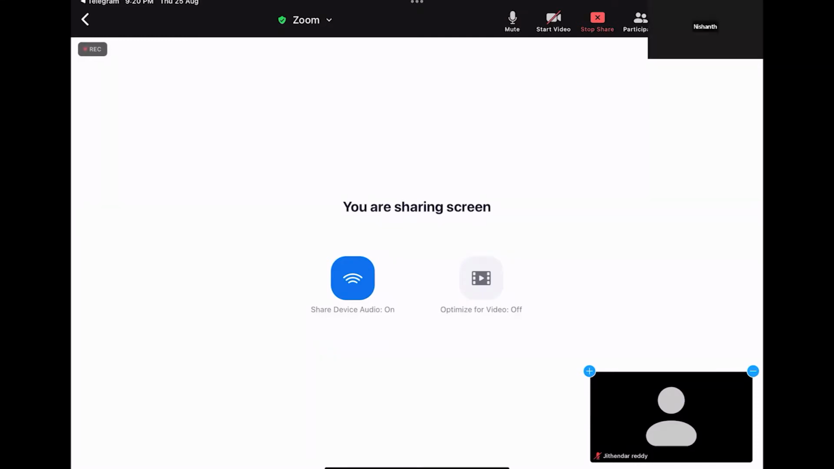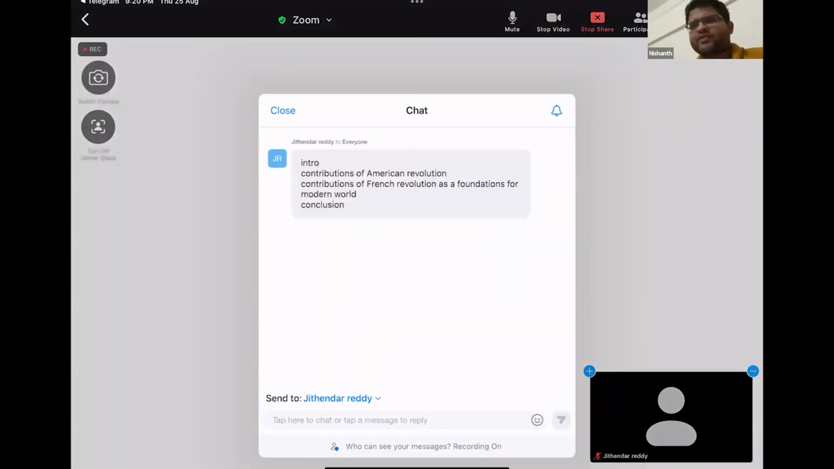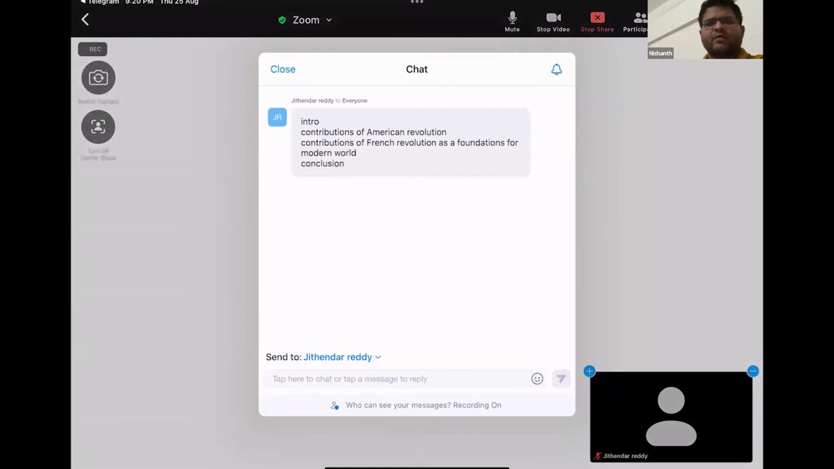Yes, what is the model answer or framework? Okay, contributions of American Revolution, contributions of French Revolution for the modern world, and conclusion. So what will you write as an introduction?